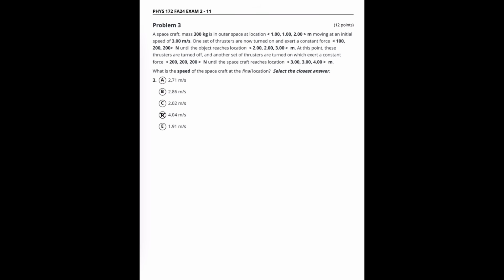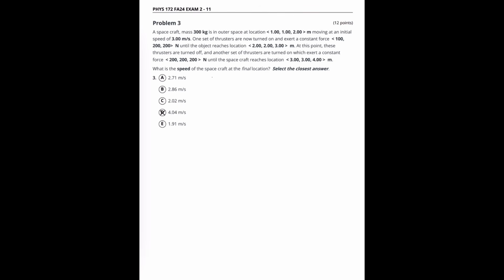Select the closest answer. So the first thing I'm going to do is identify our system and surroundings. Our system is our spacecraft, and our surroundings are our thrusters. And in this case, gravity is negligible because we are in space, so Earth will not be a surrounding. Now we can say from this, the change of energy in the system is equal to the work done by the surroundings.